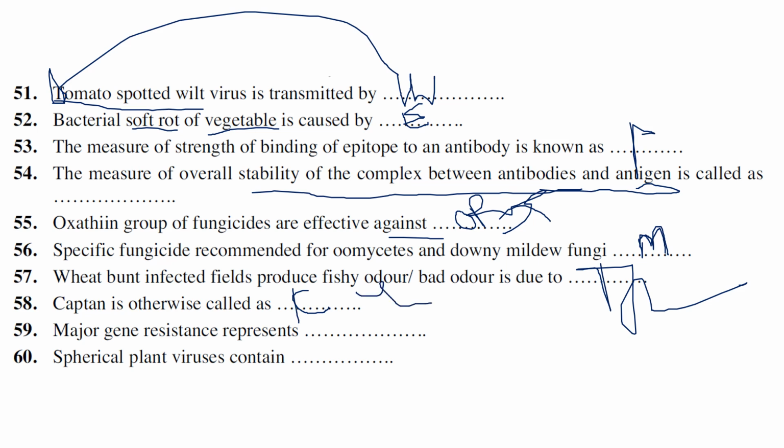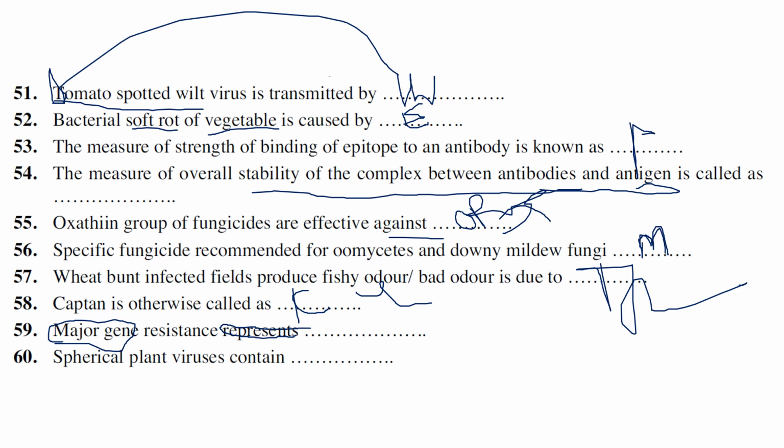Okay, here also important. Major gene resistance is generally called vertical resistance. Minor gene resistance is called horizontal resistance, because vertical resistance is governed by the presence of major genes or a single gene. So that is called a major gene, and it represents vertical resistance.